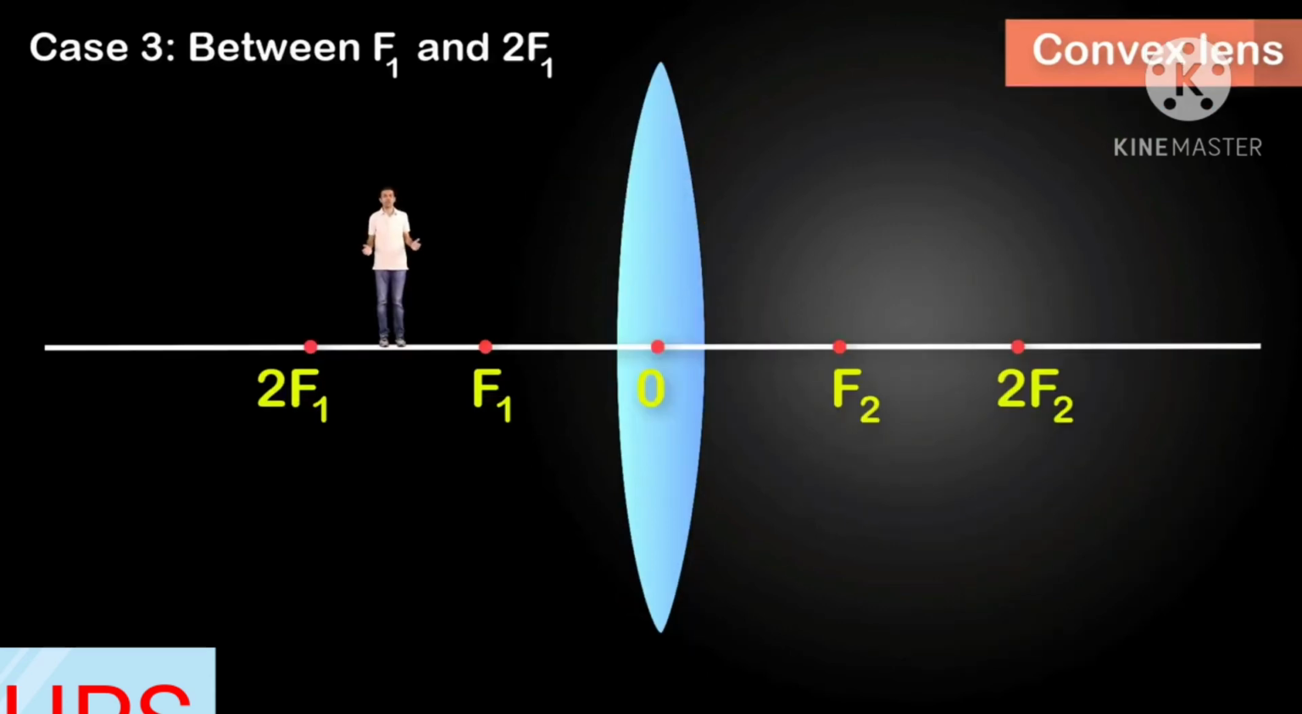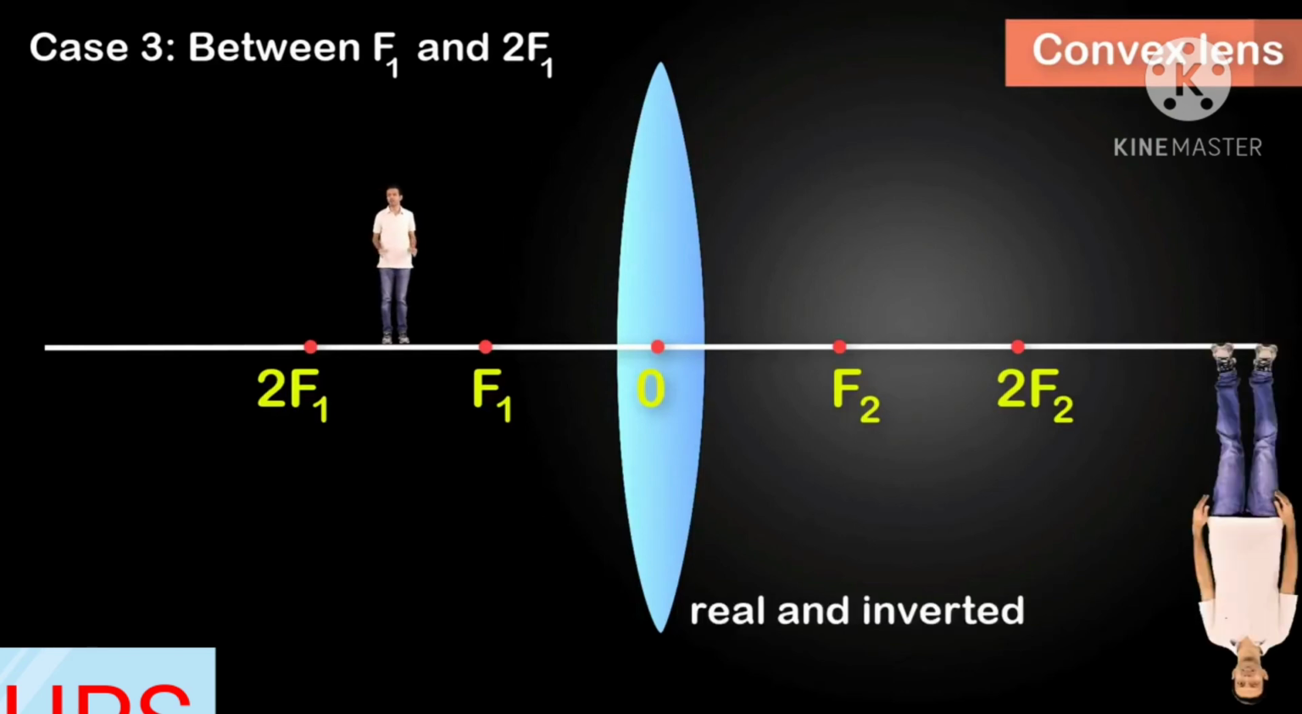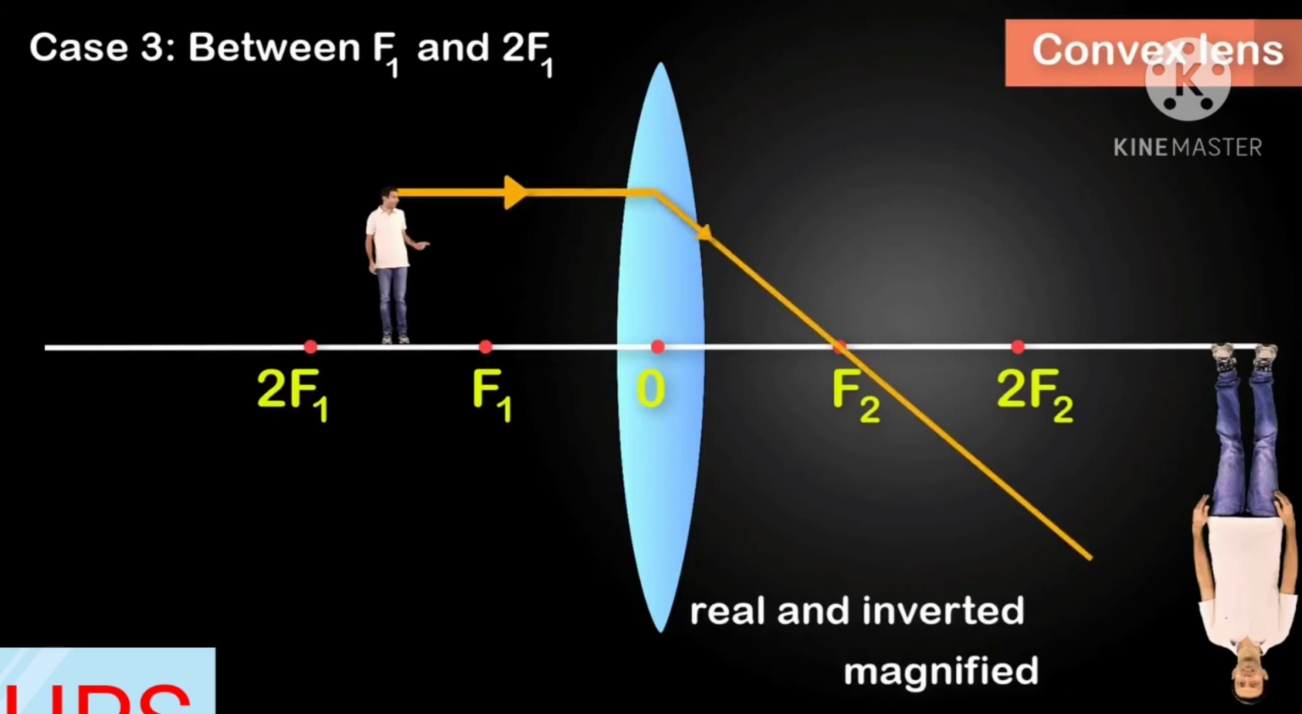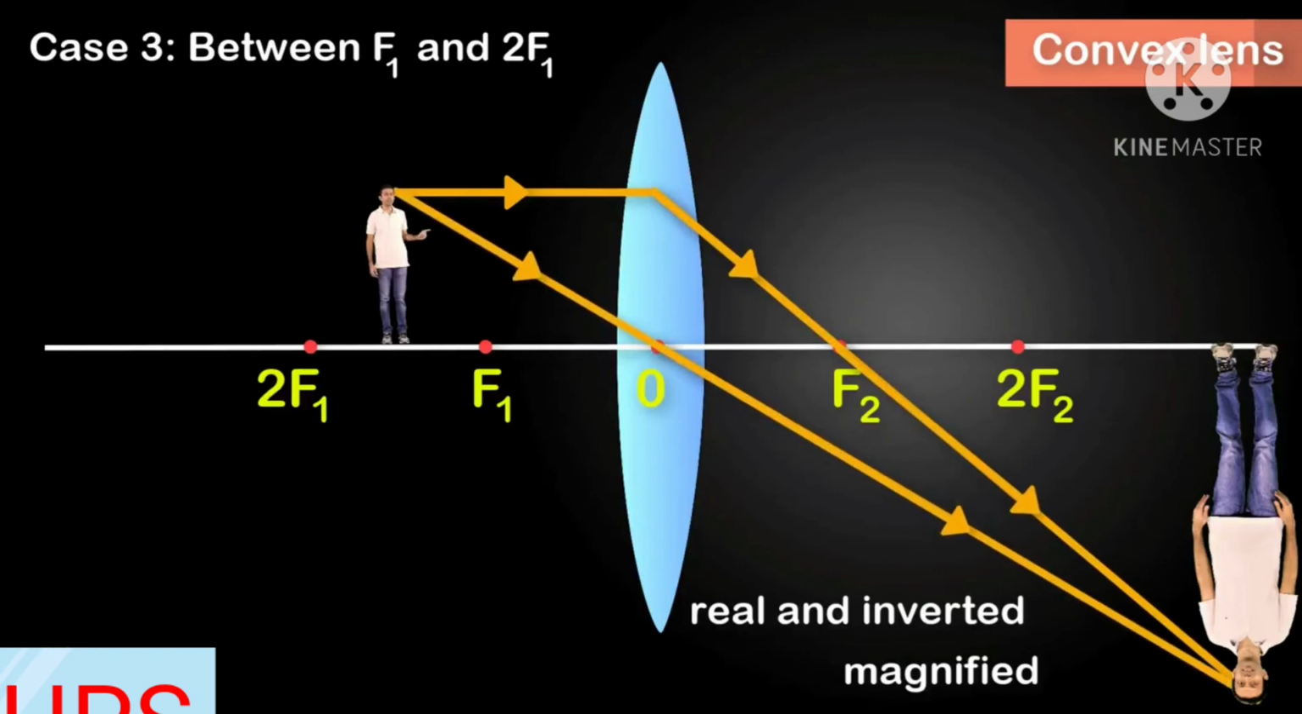We have our case 3 here, where the object is between F1 and 2F1. I would suggest you pause the video here, draw the ray diagram, try to find the image yourself, and also write down the properties of the image formed. So what's the nature of the image? That's right. The correct answer is it's a real and inverted image that's magnified, and as you can see, the position of the image is beyond 2F2.